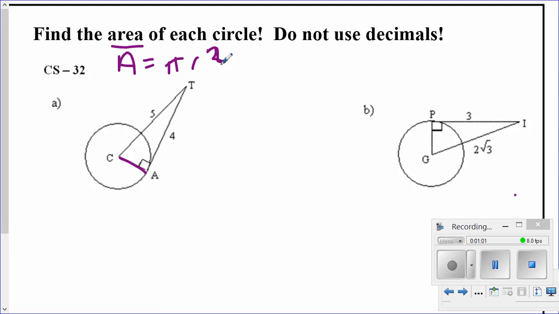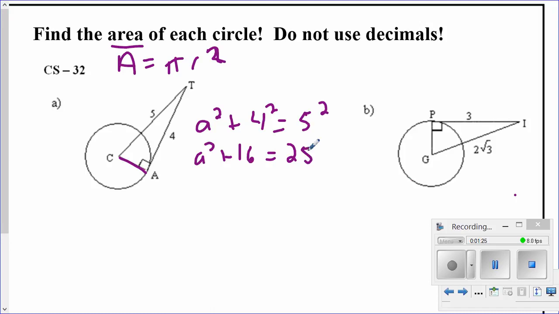So we have short leg squared, a squared, plus 4 squared equals 5 squared. We can use the Pythagorean theorem to solve this. Or some of you may know the Pythagorean triples, and you may already know what a is just by looking. But let's go ahead and use the Pythagorean theorem. So a squared plus 4 squared is 16, 5 squared is 25. Subtracting 16 from each side gives us a squared equals 9. Taking the square root of each side, remember, we care about the positive number here only, so a is equal to 3.